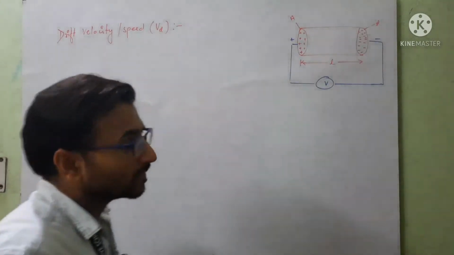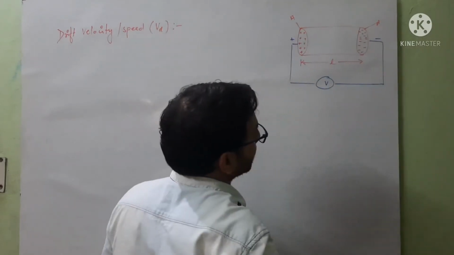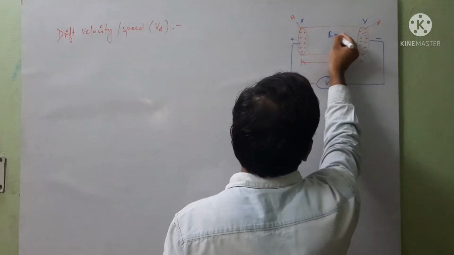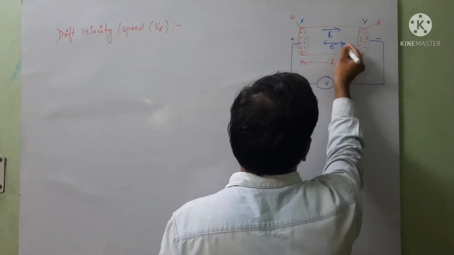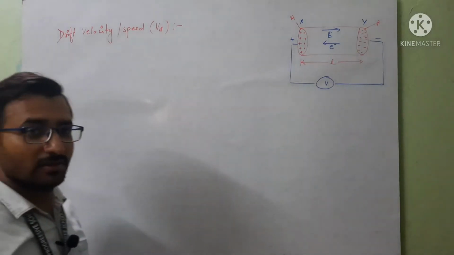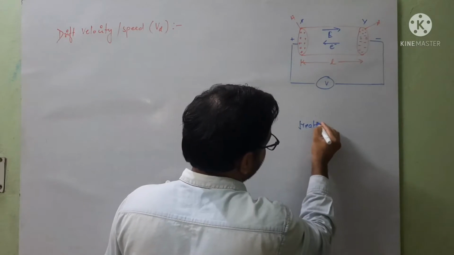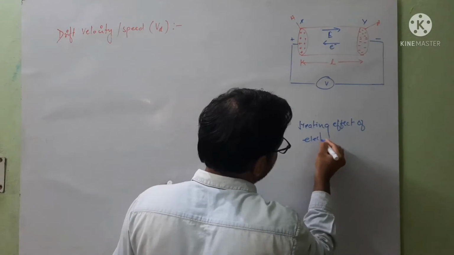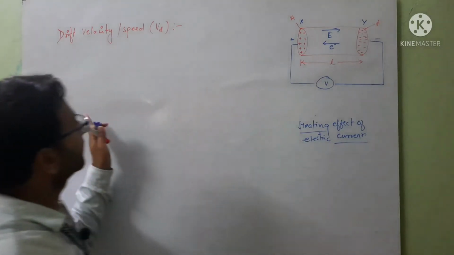So for this we are talking about the drift velocity, and as we know that positive and negative terminals are here supposed to be X and Y, so the direction of electric field is from X to Y and the direction of motion of electron is from Y to X, as we know about the heating effect of electric current. As you know the concept of heating effect of electric current, in a similar way we are talking about the drift velocity.